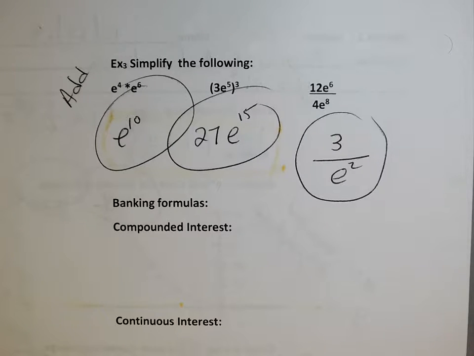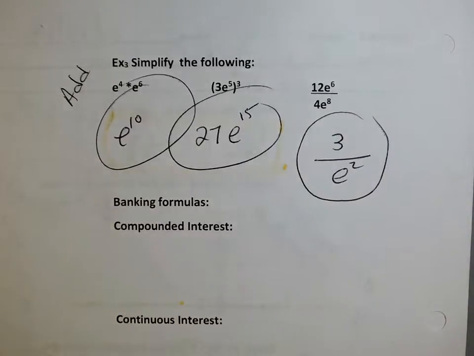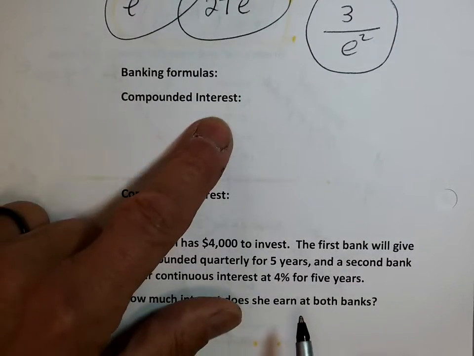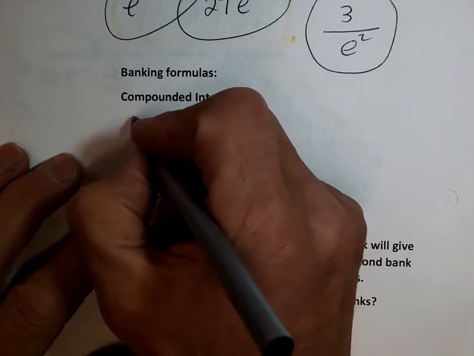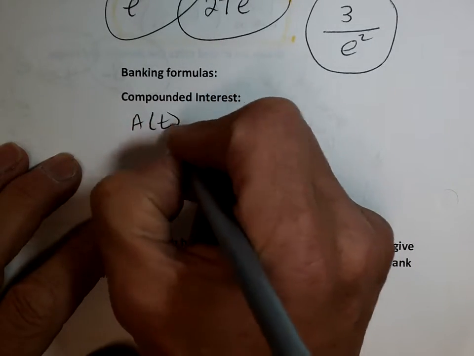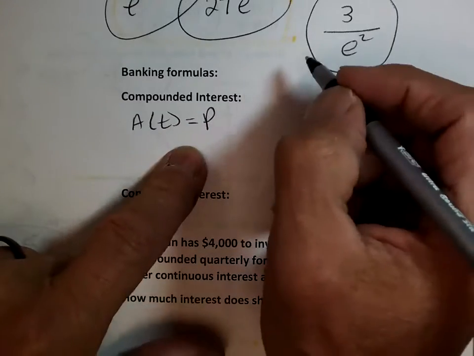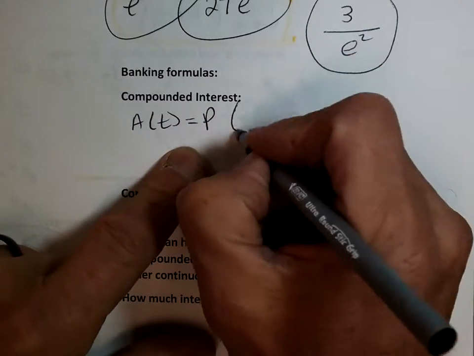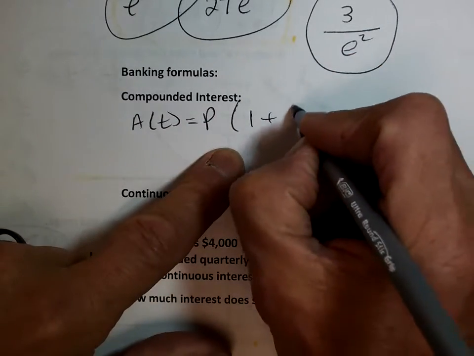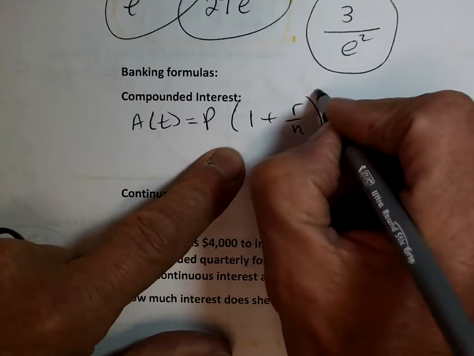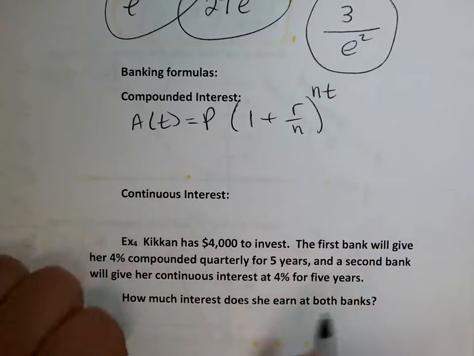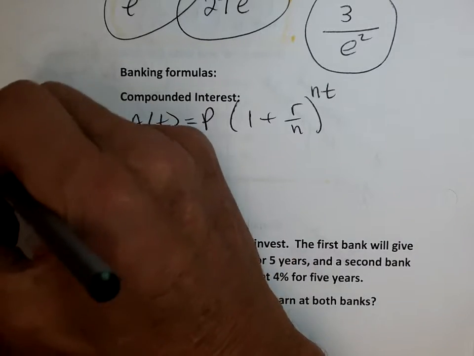And then finally, let's go back to our banking formulas, which we should be able to do by now, right? So banking formulas, compounded interest is going to be A of t. If you didn't get this a half hour ago, hopefully right now you will. Amount over time is equal to P, which we call the principal. It's what you invest, times 1 plus r over n to the nt power, where P is what we call the principal.